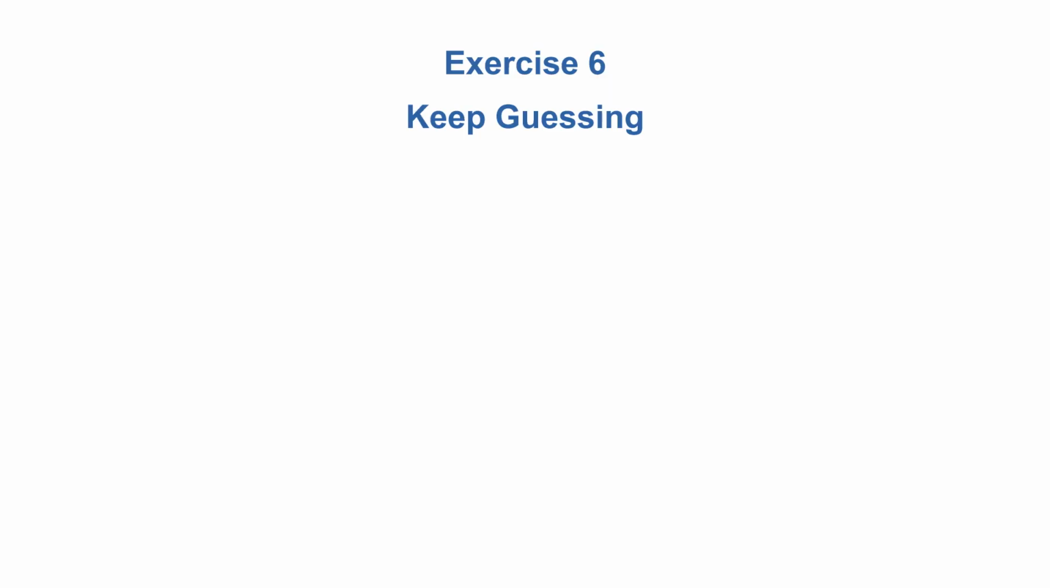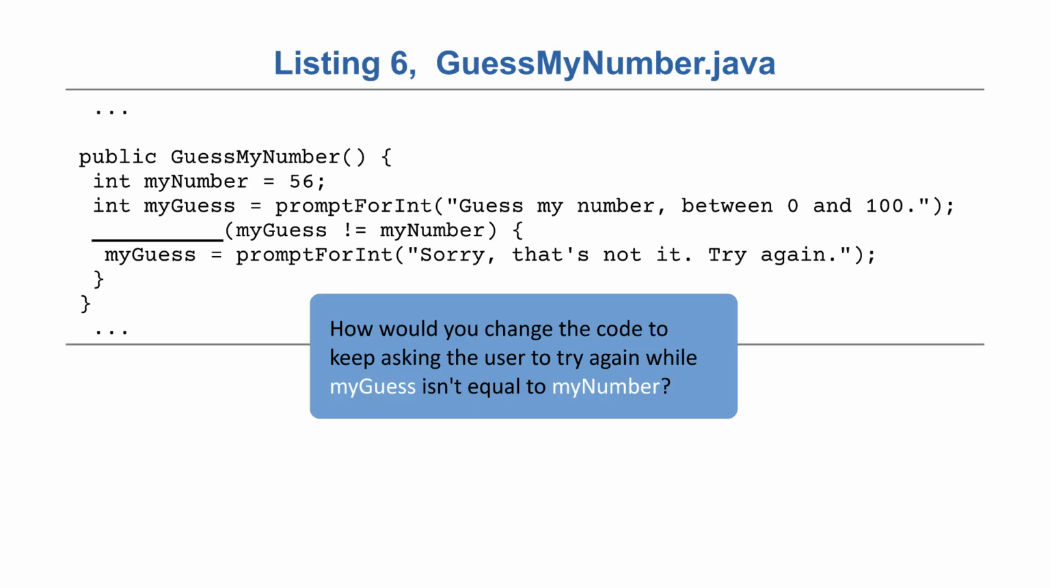number. Exercise 6. Keep guessing. How would you change the code to keep asking the user to try again while MyGuess isn't equal to MyNumber? Hint: you learned about while loops back in TG9.1 Finish the Name game, While Loops and Infinite Loops. Run it. What happened? It should keep prompting you to guess again until you guess 56.